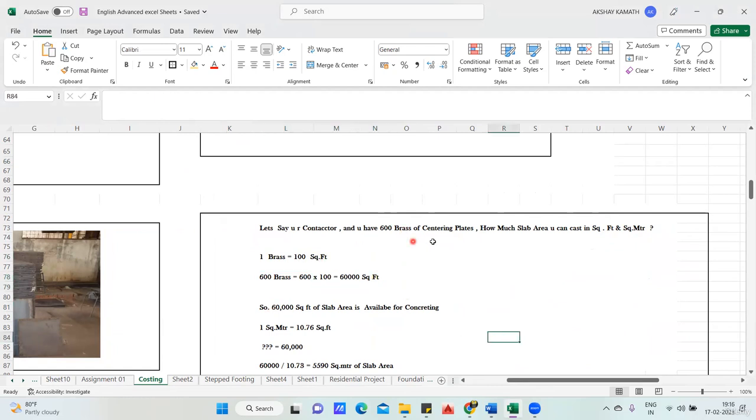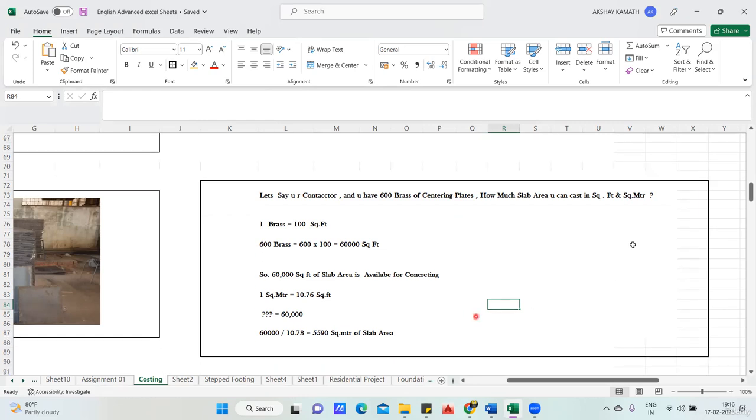So with 600 brass of centering plates, I can do 60,000 square feet of the slab area available for the concreting. Okay. Now I want this in square meter. Again, I know 1 square meter is 10.76 square feet. So from square feet, I want the answer in square meter. So how many square meters will be equal to 60,000 square feet?